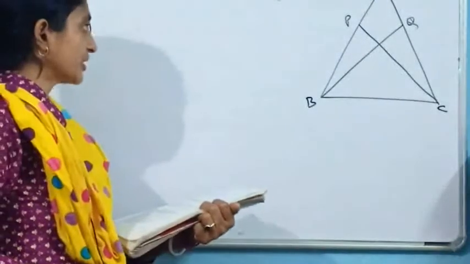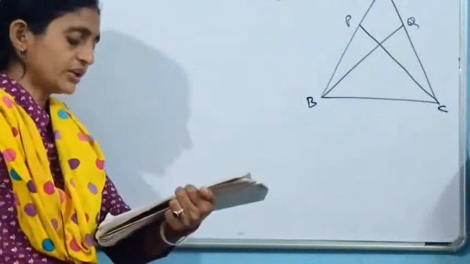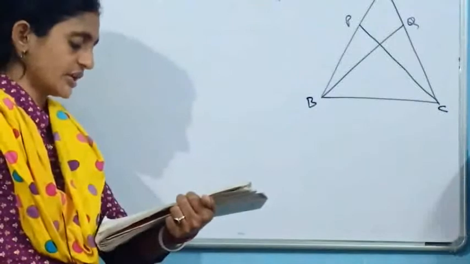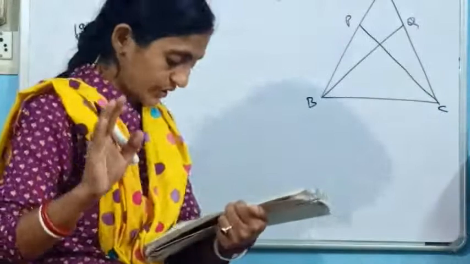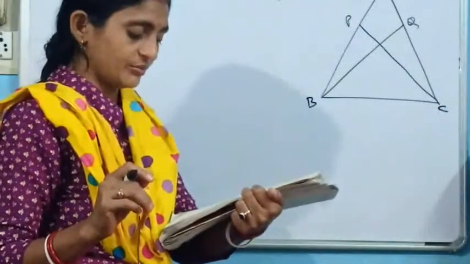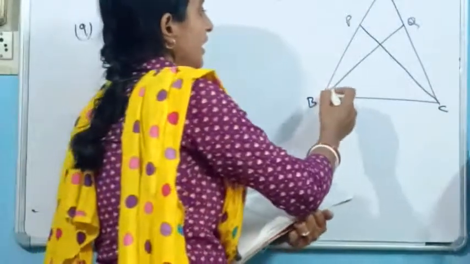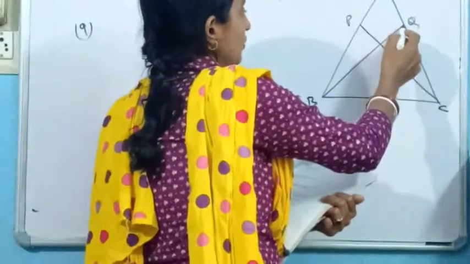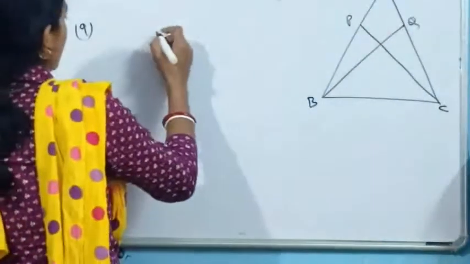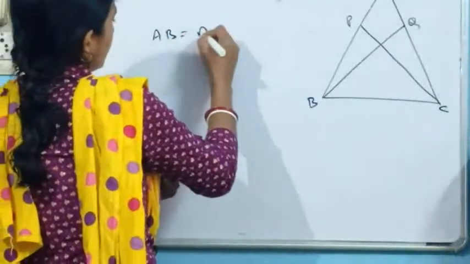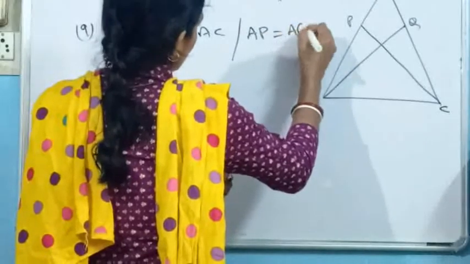First, you go through the diagram and listen to the question, what has been given here. In the adjoining figure, P and Q are 2 points on the equal sides AB and AC. AB and AC, these two are the equal sides of an isosceles triangle ABC, such that AP equal to AQ. This is also equal. We can mark it or we can write, let it be AB equal to AC and AP equal to AQ. That much has been given.